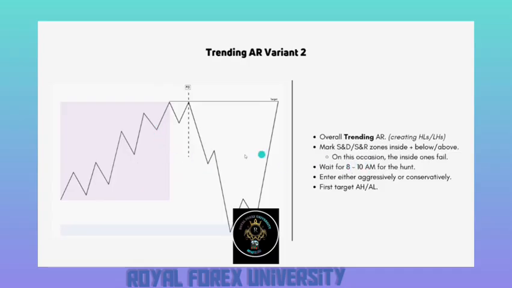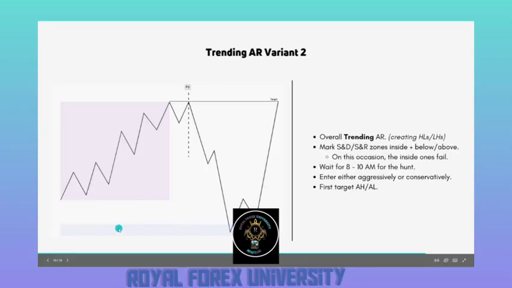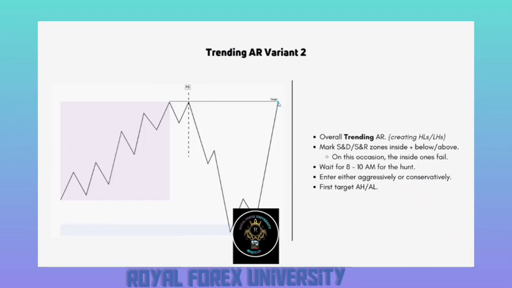Okay. So on this occasion, this is the variant 2, the inside is going to fail. Maybe you take a trade, maybe you lose it. That's fine. It's even going to manipulate further to take out the stop losses that are resting below the Asian low. Okay. You again wait for the hunt, you enter aggressively or conservatively after identifying an area of value, and then the first target is the Asian high, or Asian low in the bearish scenario.